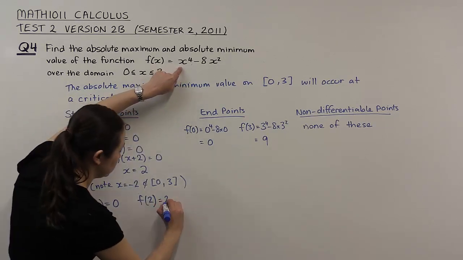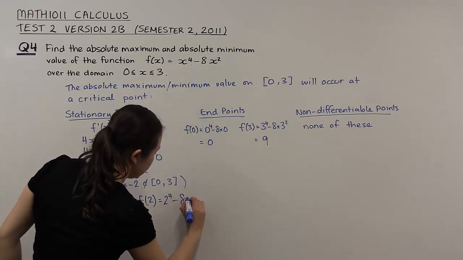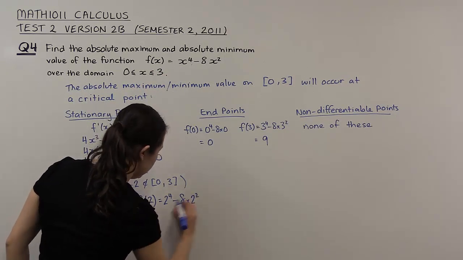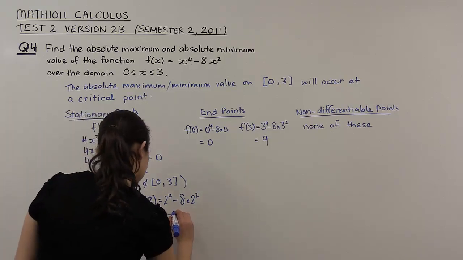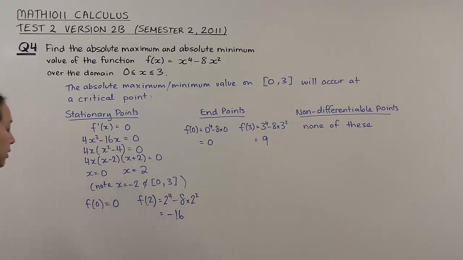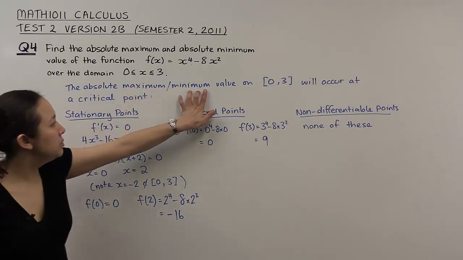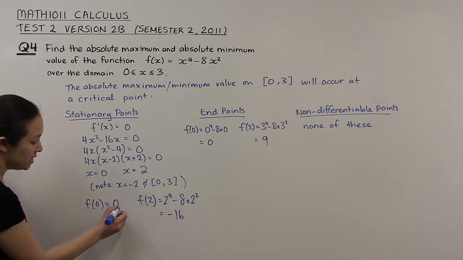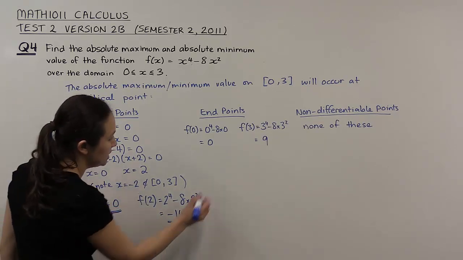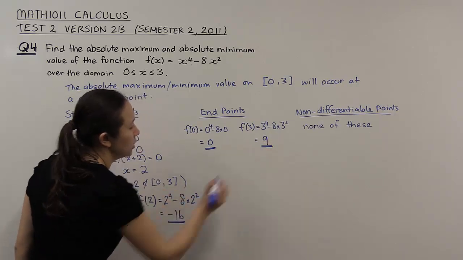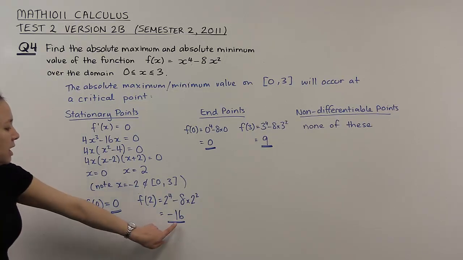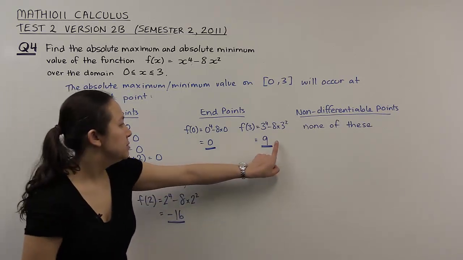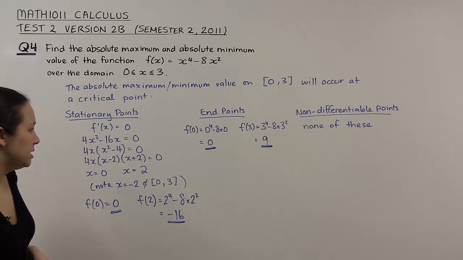Well, f of 2 is 2 to the 4 minus 8 times 2 squared. So that's 16 minus 32, which is minus 16. Okay, so the absolute maximum and minimum values have to be one of these values. The 0, minus 16, well, that's the same 0, or 9. So there are no non-differentiable points there. So we can see that the lowest value, the minimum value, is minus 16, and the highest value, this maximum value, must be the 9 here.